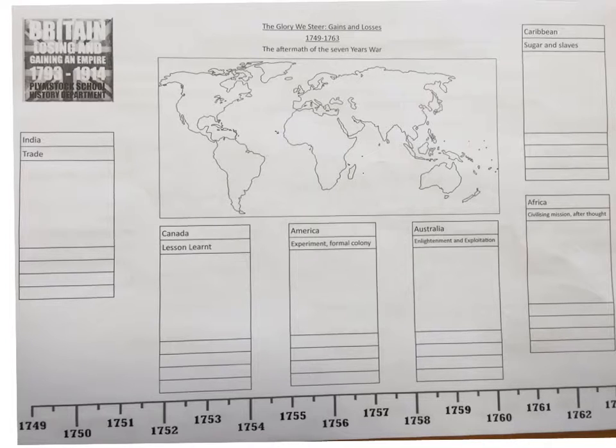So for example, it could be population, it could be the size of the GDP, it could be any criteria that you like, but what I would like to do is apply the same 4 criteria to each of the areas. Moving on to Africa, then Australia, America, the 13 colonies, Canada and India.